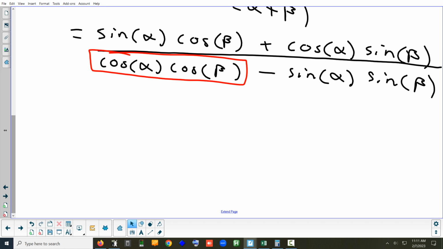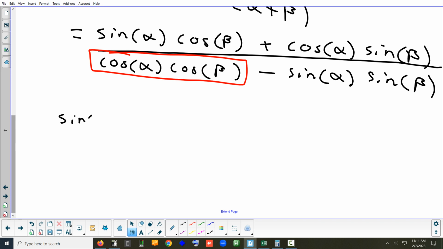Yep. You could divide it by cosine alpha. If you divide by cosine alpha, it would not make what's in that box a 1. Oh, the whole thing you divide by is cosine alpha, cosine beta. Yes, we're going to divide everything by cosine alpha, cosine beta. But we have to do it in all four spots.